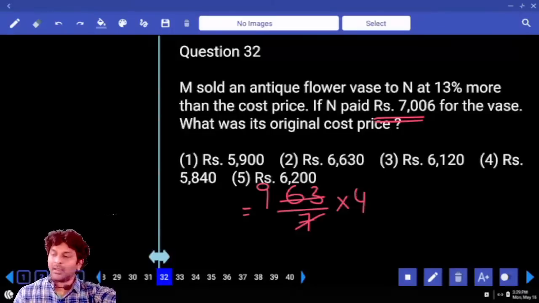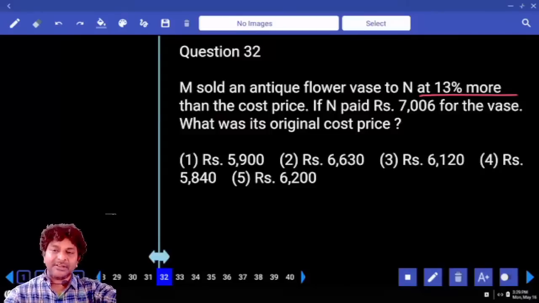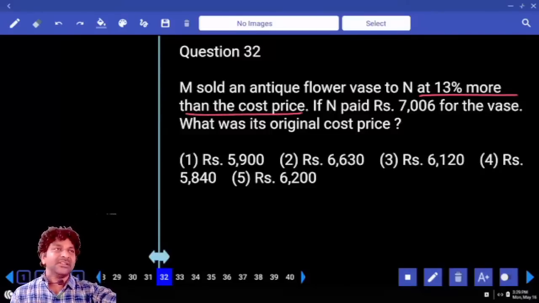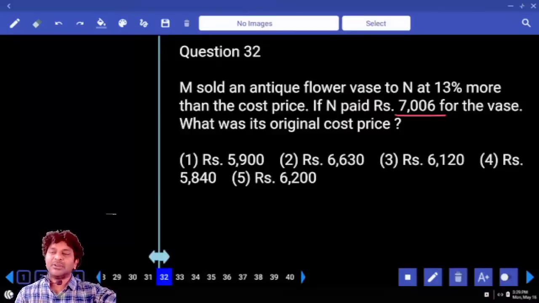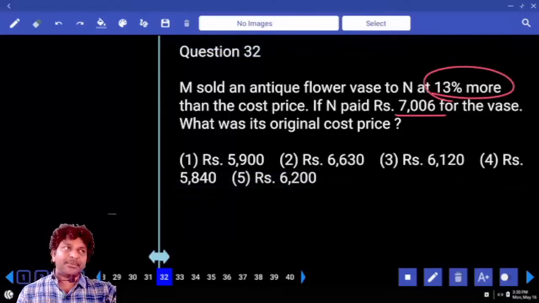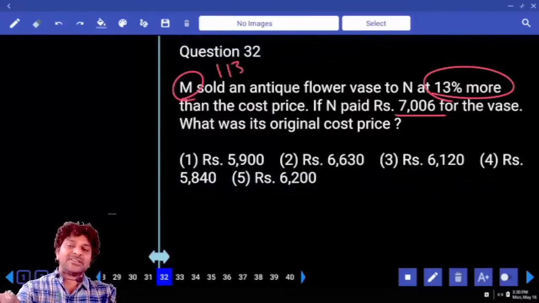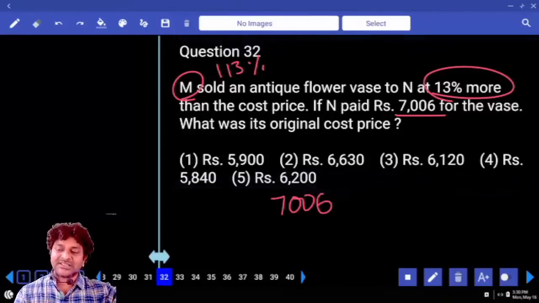Next. M sold an antique flower vase to N at 13% more than the cost price. That means 13% profit. Correct? If N paid 7,006 for the vase, what was its original cost price? The cost price is 100%. If he increases the price by 13%, M sells it at 113%. N purchases the item at 113%. That means 7,006 is equal to 113%.